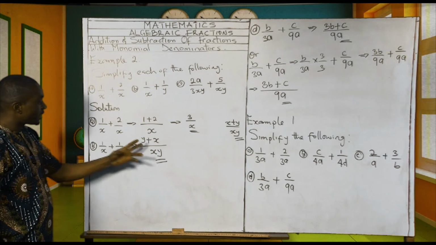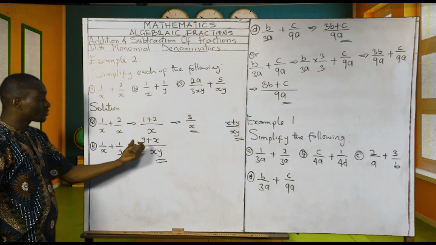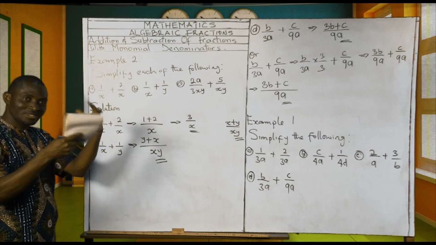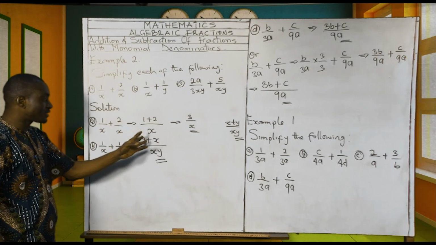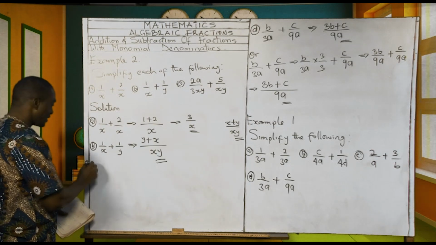These two letters cannot be summed up to give you anything else to write. So y plus x is the same thing as x plus y. That is why we leave it like that.